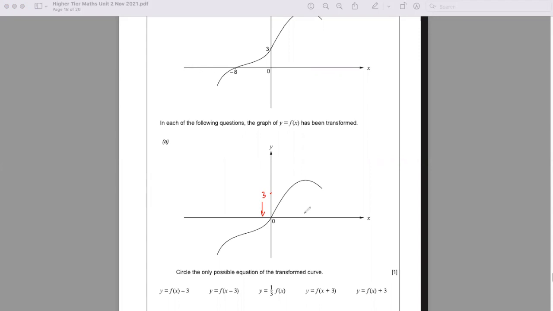So if it is affecting the y, it's affecting literally just your f(x) outside, not the inside x, because that is your y equals f(x). Okay, so what's happening here is you're moving down 3 units, so you just take away 3. So affecting the y, not the x. So that is your final answer.